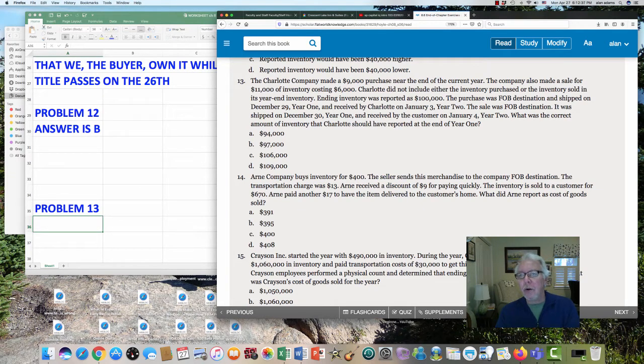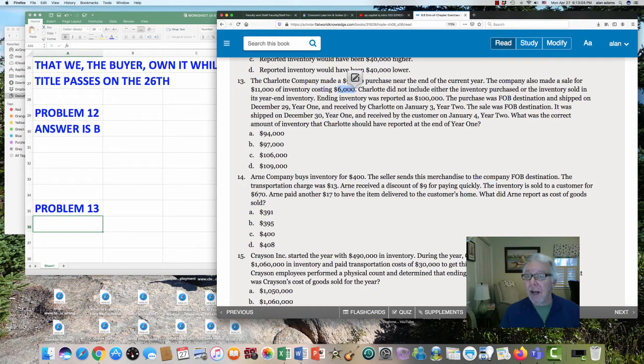We only want to know about how much is added to inventory when we buy it, how much comes out of inventory when we sell it. Having said that, our company, we're called Charlotte Company, we make a 9,000 purchase and we make a sale for 11 grand of inventory. Forget about it. We don't care about selling price. It cost us 6,000. So we're dealing with 9,000 and we're dealing with 6,000.